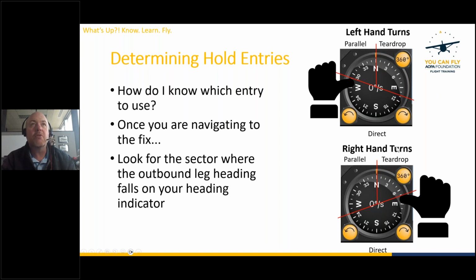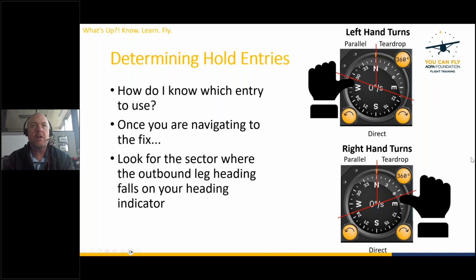Actually, sorry, folks, this is wrong. This needs to be flipped. I didn't flip them for you. The teardrop is the smaller one, parallel here. I've got to fix this graphic. It is correct in the article, so no worries there. But this is the correct one. This right-hand turn parallel here, please flip these. And if I'm anywhere down in here for my outbound leg, that is a direct entry.